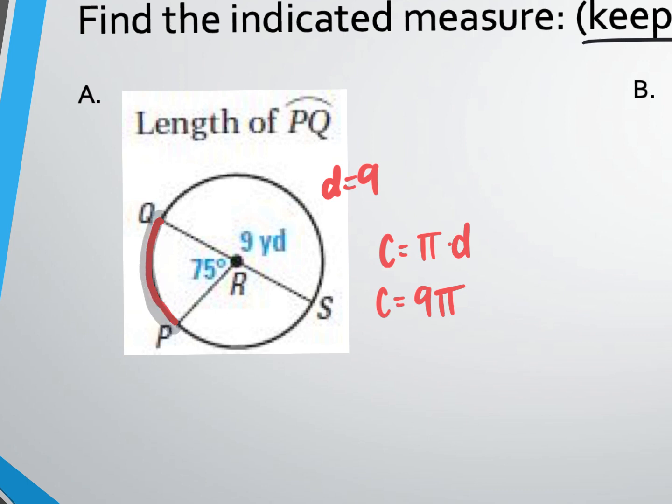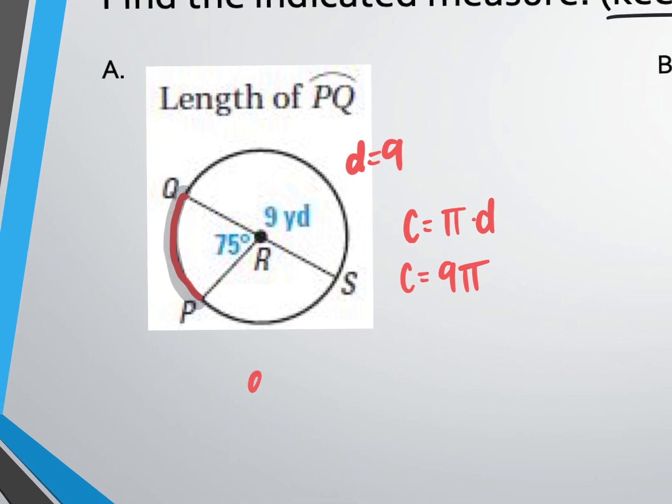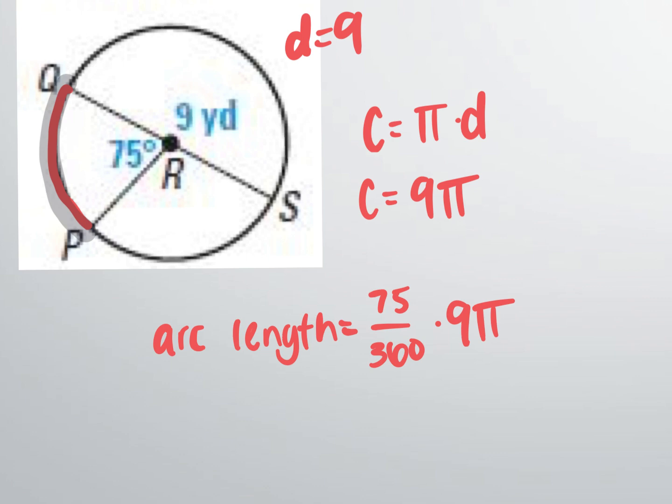Who remembers how to find the arc length of just a piece of the circumference? Jaden? 75 over 360. Yes. Remember, the arc length is going to be, you're going to have to take 75 over 360 and multiply it by the circumference, which we just found. Kristen found it. It was 9 pi. So now all we have to do is multiply 75 and 9 and then divide that by 360.